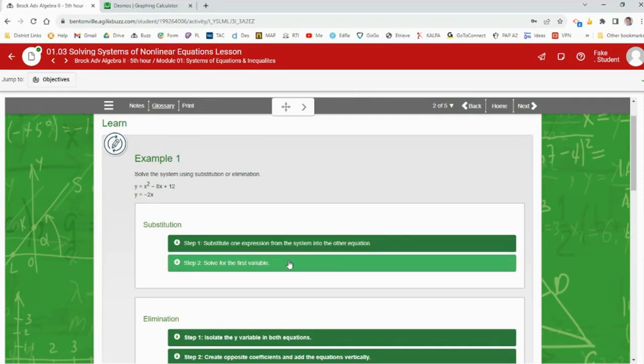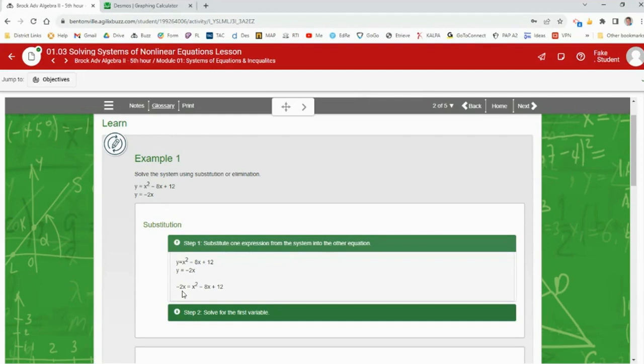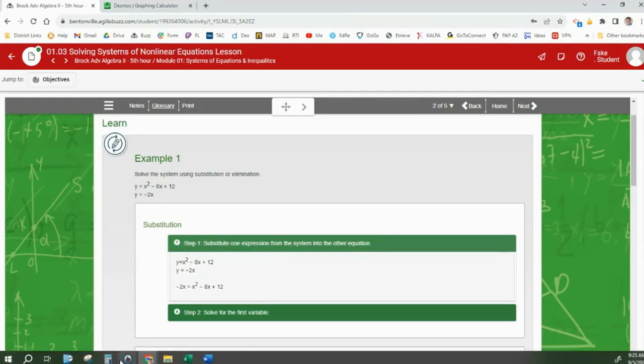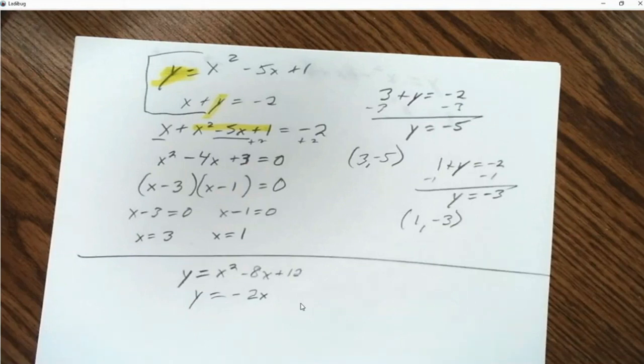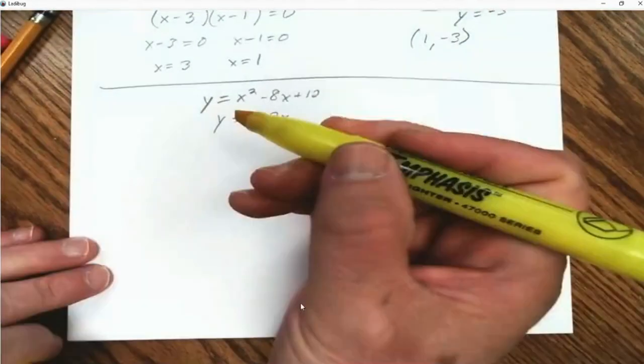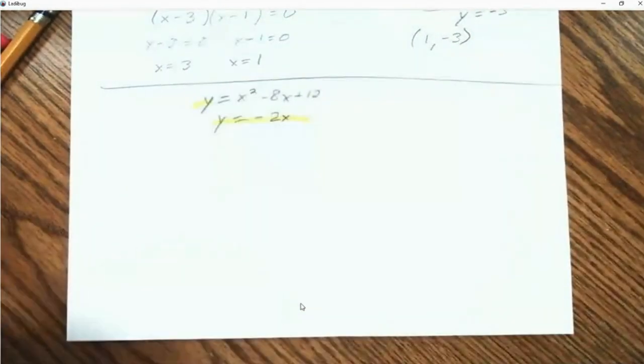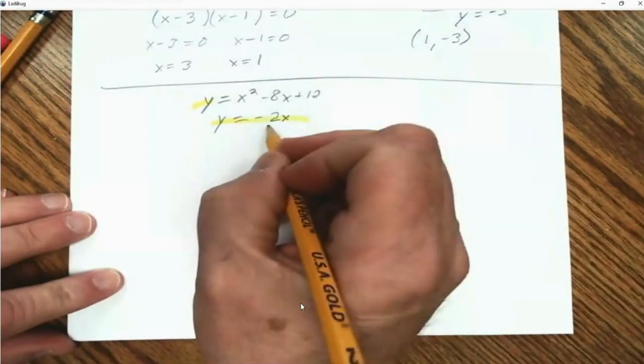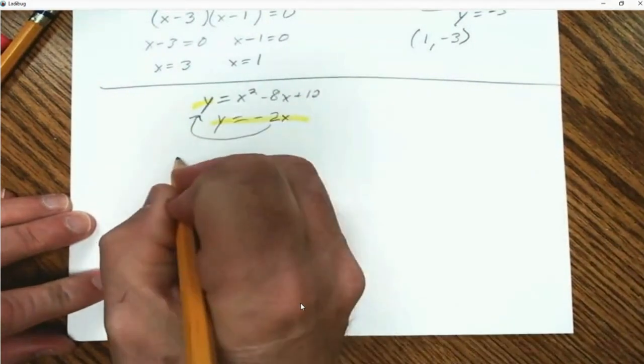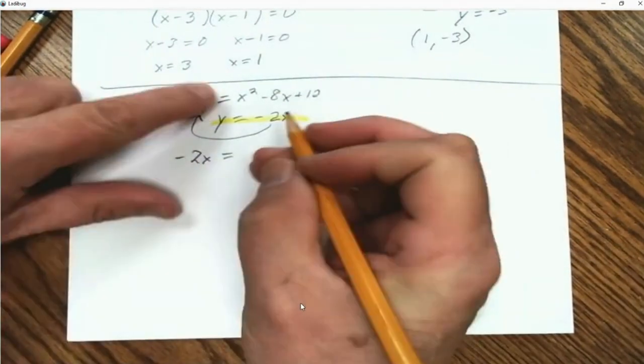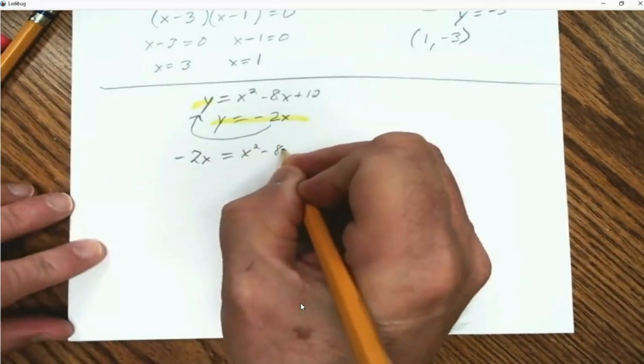Okay, so for substitution, both of these are y equals. So we can either substitute this into that equation or that into this equation. Let's see which one they did. They substituted the y for the smaller one. So let's do that in ours. Since y equals this, we'll take y out of the other equation and put this in for it. So negative 2x equals x squared minus 8x plus 12.